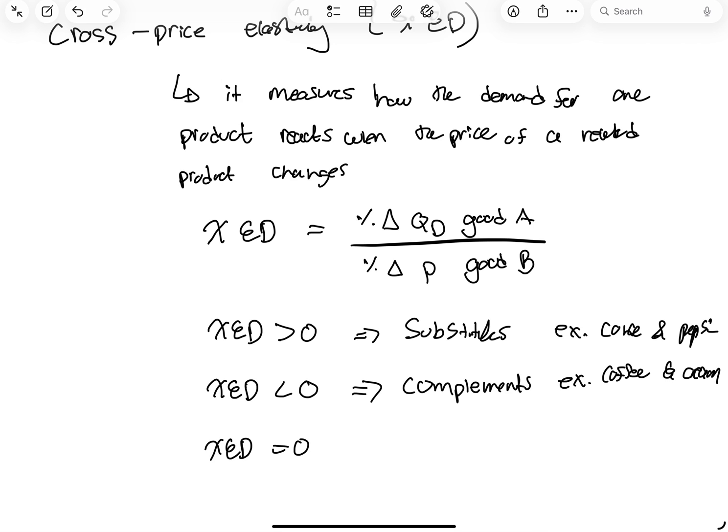The last one is if your XED is equal or very, very close to 0. You can use decimal forms in this case as well. We just say these goods are unrelated. An example of this is, how are apples related to Apple products? When we did this calculation, our value should be a pretty small decimal. Getting a value of exactly 0 is extremely difficult, but generally speaking, you can use this to gauge where things are going.